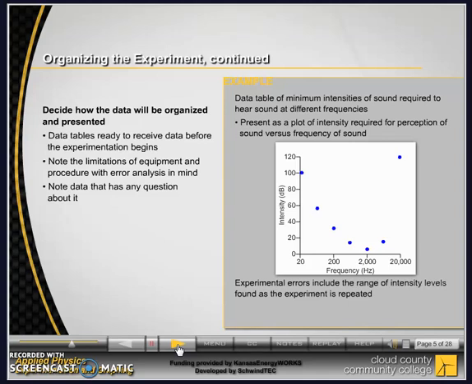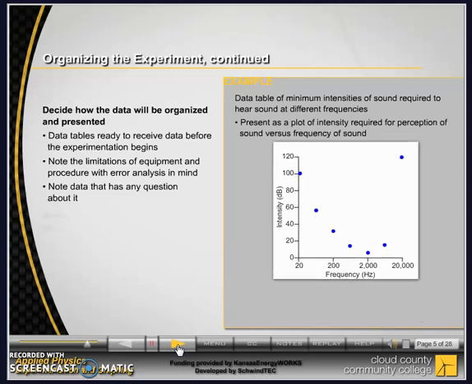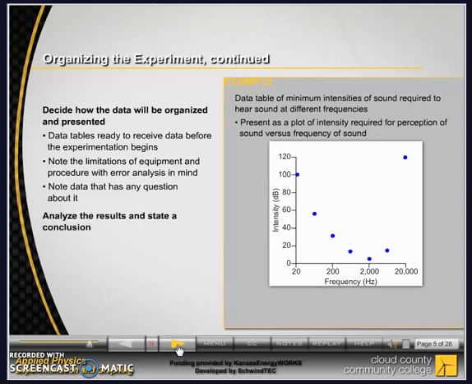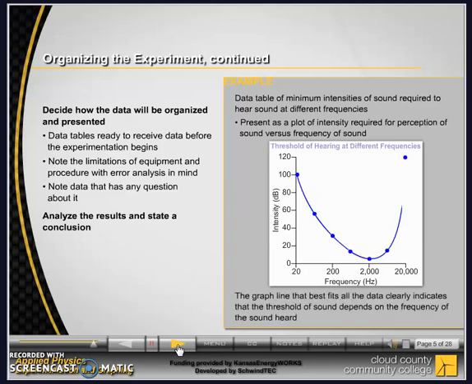The experimental errors in this experiment would include the range of intensity levels that are found as the experiment is repeated a number of times. This could be illustrated on the graph by error bars, including the range around the average value of threshold intensity at each frequency. Analyze the results of your investigations and state a conclusion. The graph line that best fits all the data clearly indicates that the threshold of sound depends on the frequency of the sound heard.